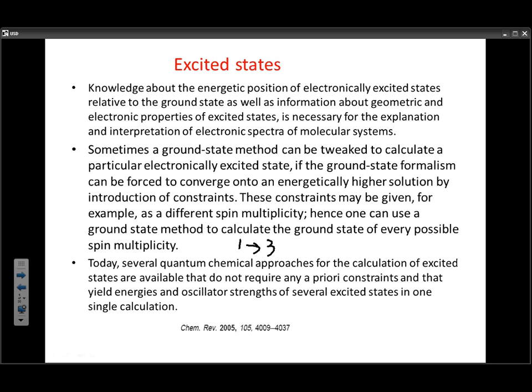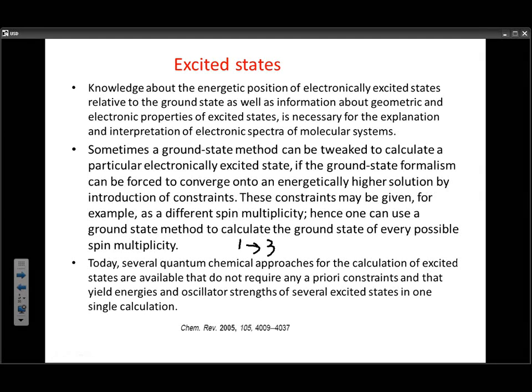But if we want to study the singlet excited state, DFT has a problem. So we should develop new approaches to calculate excited states. Several quantum chemical approaches for the calculation of excited states are available that do not require any a priori constraints and can produce energies and oscillator strengths of several excited states in one single calculation.